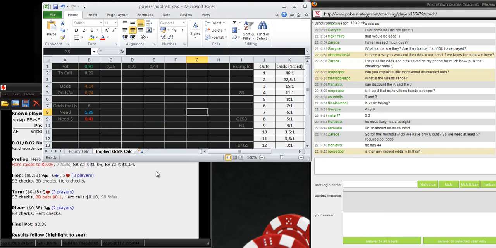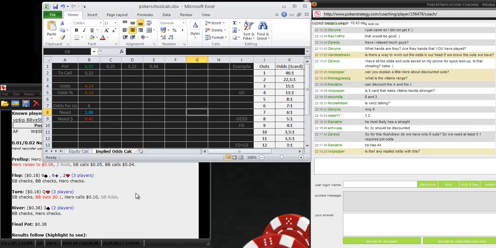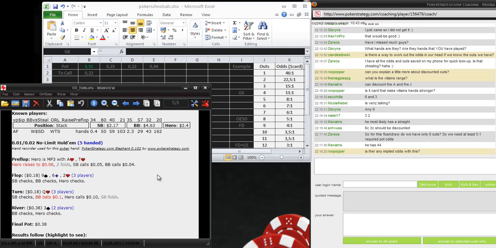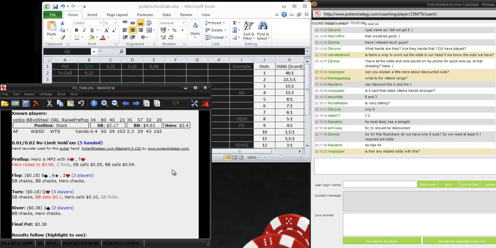But anyways, I guess we can now go to the next hand, and the next hand is played by Hero again against 2 opponents on flop, and we hit a flush draw on turn. And what do you guys think now? How are our implied odds doing here?